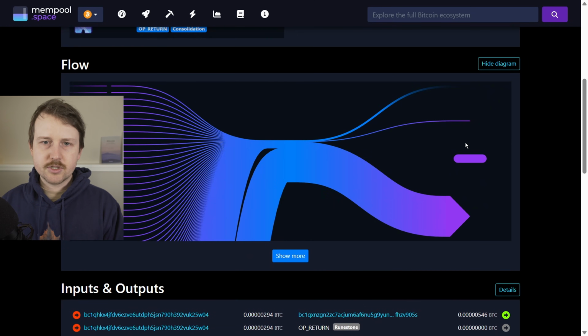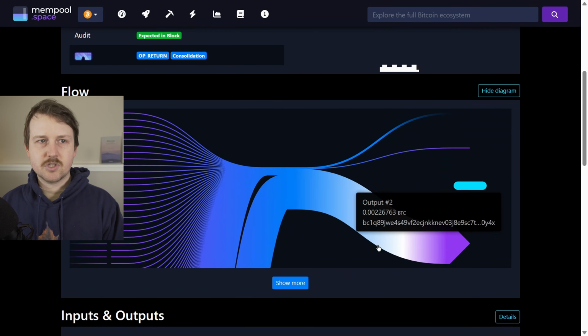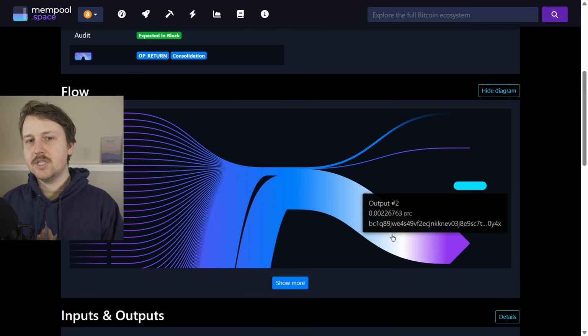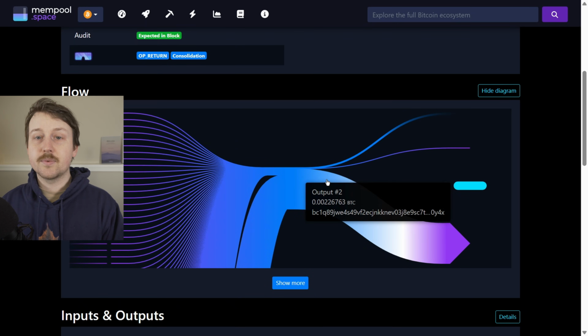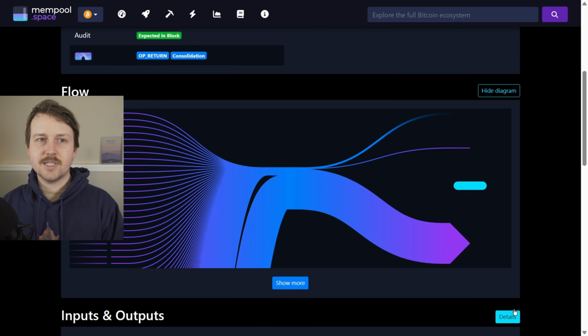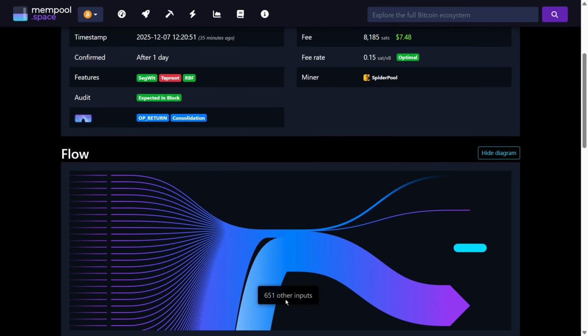So we can see this transaction has an op return right here, and it is a runestone, whatever that is. It's some kind of spam type transaction, ordinal type BRC20 thing. I really don't know that much about it, but I can see that there's no value in that. Now, we can also see this is a consolidation.